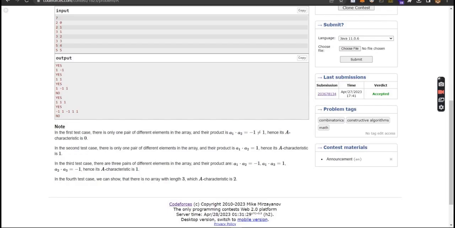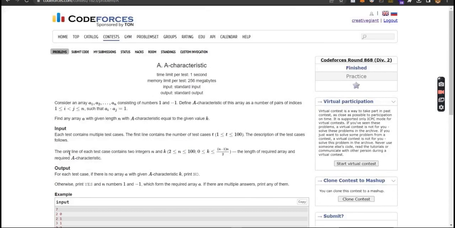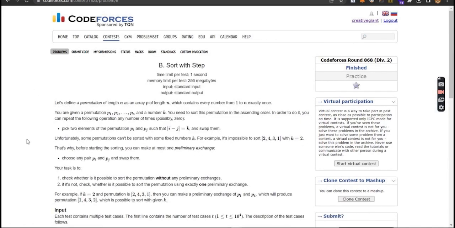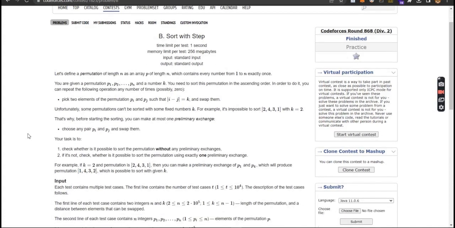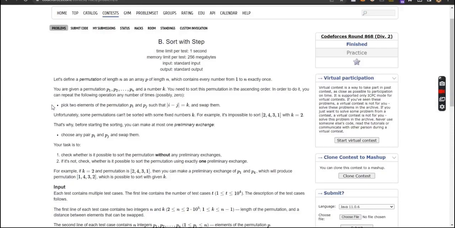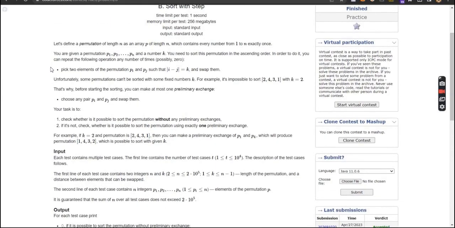Let's move on to the second problem. The first problem was pretty easy. I'm not sure why only 7,000 people were able to solve it, but yeah, let's move on to the second problem. And as always, you should go and pause the video and read the problem and think about a solution. Try to think about a brute force solution and try to optimize it. So I hope you read the problem, and let's try to understand it quickly.